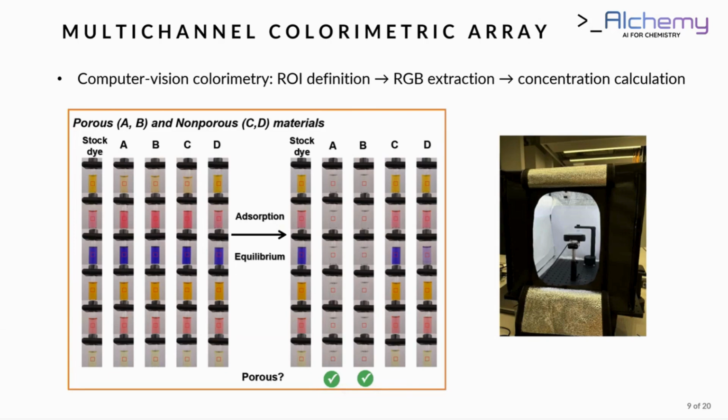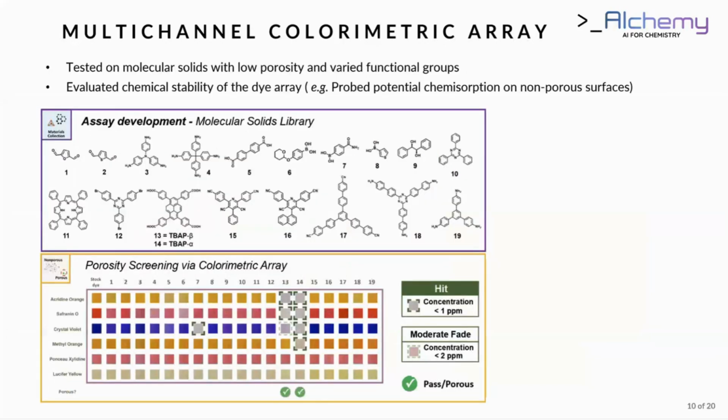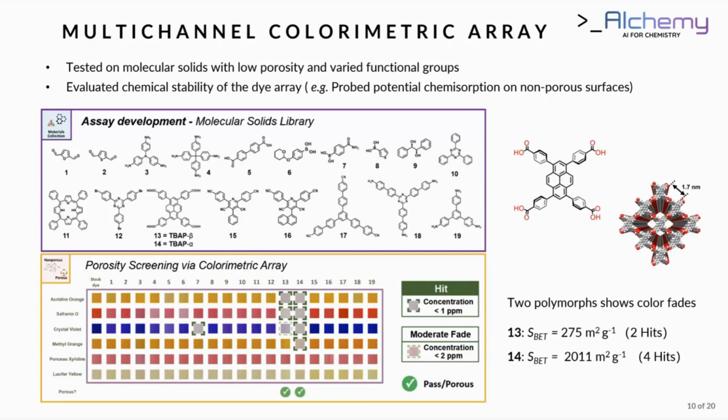Next, we evaluated the assay on a more challenging set of molecular solids, materials with much lower porosity and also different chemical groups. This allows us to benchmark the response across different porosities, and at the same time assess the chemical stability of the dye array. The result shows that two porous materials responded to the dye array, showing two to four color fadings among the six dyes.